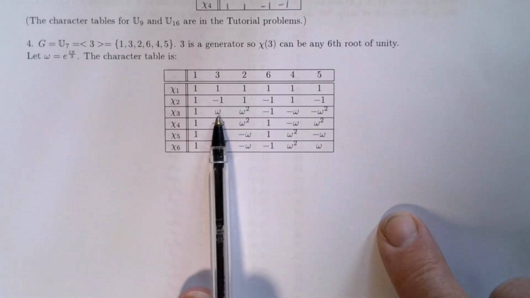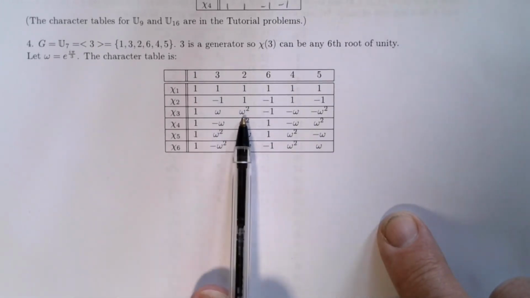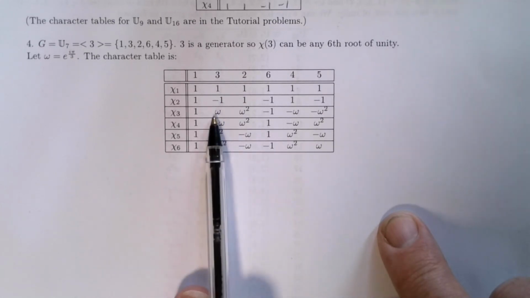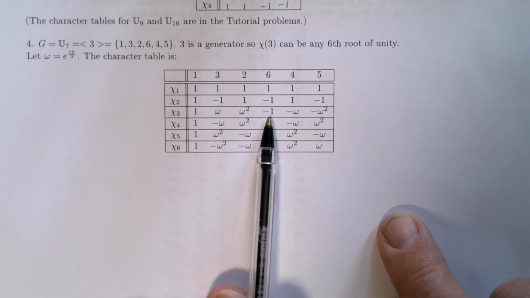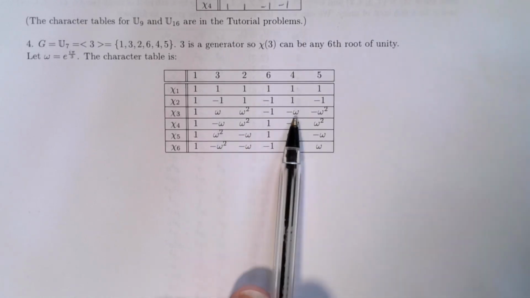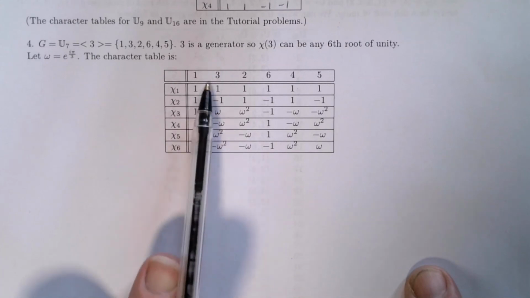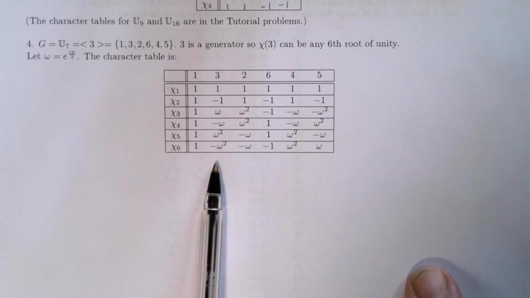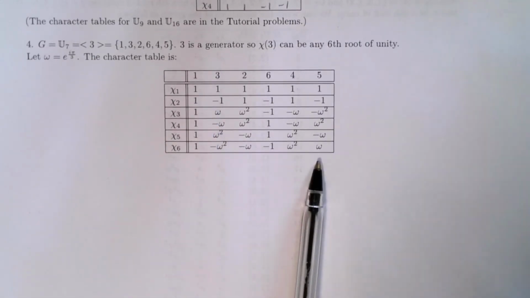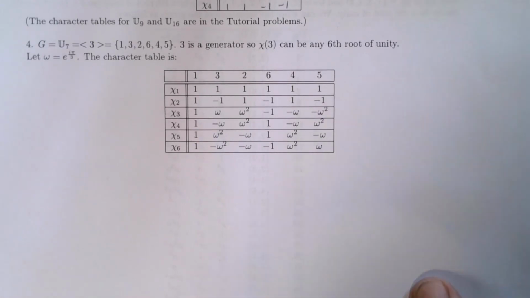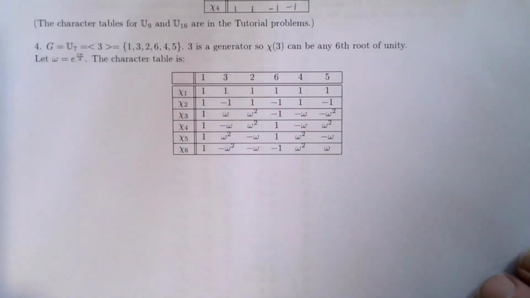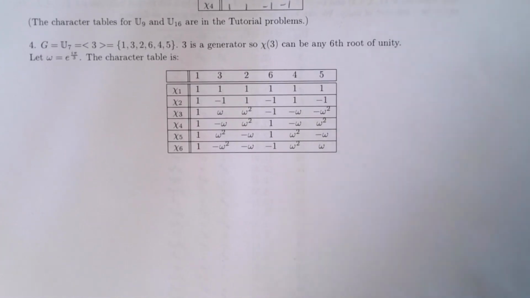I map 3 to omega, square it, you get omega squared, cube it, you get omega cubed, which is minus 1, and then you again multiply, omega to the 4th is minus omega, and so on. And so similarly, as soon as I decide what I'm going to map 3 to, any of these 6th roots of unity, it fills out the rest of the table for me. And so there is an example of some character tables. We'll have a look at a further example and some of the properties of this in the next video.